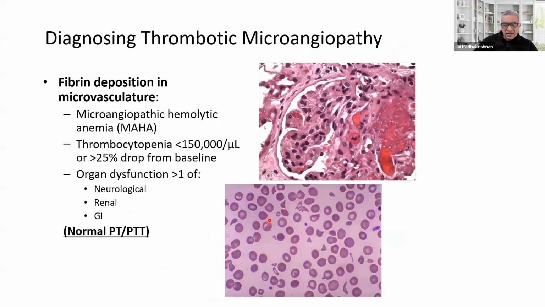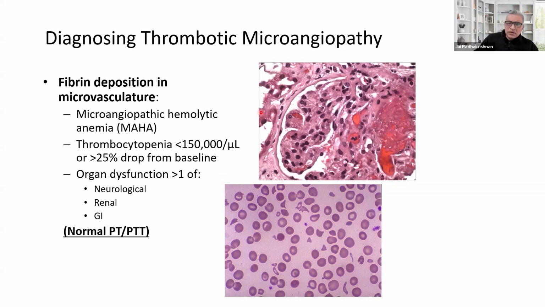The diagnostic criteria, if you will, is that everything begins with the deposition of fibrin in the microvasculature. We mentioned shear stress on RBCs. We call this microangiopathic hemolytic anemia with schistocytes, LDH elevation, anemia of course, and then haptoglobin drops. Thrombocytopenia, you can define either as below the low limit of normal, or if you have a baseline, at least a 25% drop from the baseline. And then you can have neurologic, renal or GI involvement, which are the predominant organs which undergo dysfunction. And very importantly, one needs to rule out a coagulopathy like DIC to firm up this diagnosis.